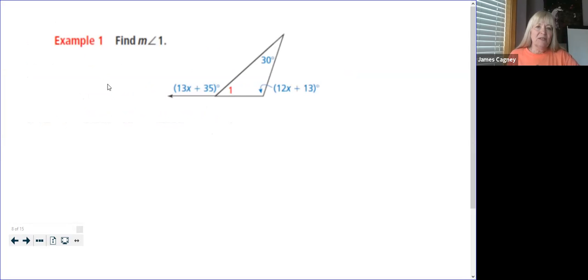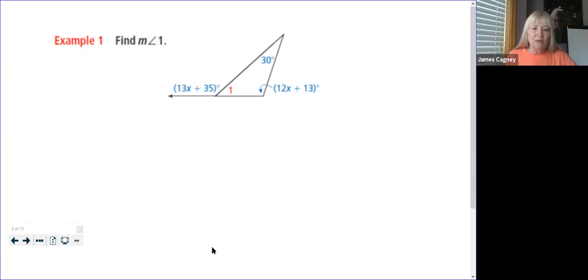Now, I am going to do this one for you. It looks very interesting to me. When I did this one, I did it differently than the book did. So I will show you the way I did it, and then I'll show you the way the worksheet did it. We need to find the measure of angle 1. Here's angle 1, and they gave me an exterior angle. I'm looking for this interior. 30 degrees is an interior, and this 12x plus 13 degrees is also an interior.